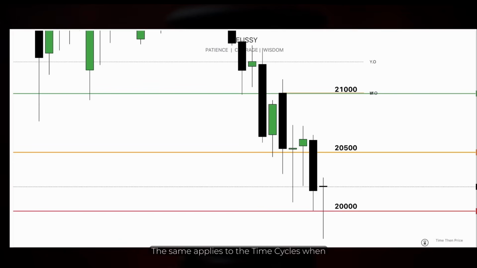The same applies to the time cycles when it comes to when they take place, but the highs and lows of the time cycles are dynamic, meaning where the high and low of the time cycle will form is different. When it comes to these ranges, they're fixed, meaning this is the range high of 21,000, this is the range low of 20,000. Inside of that range, IPTA will seek to go back and forth until it displaces outside of this range. And that's a very important insight which you must have.